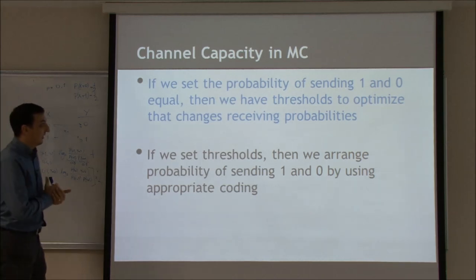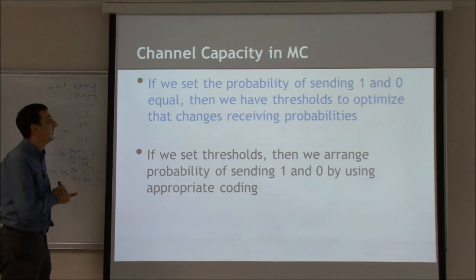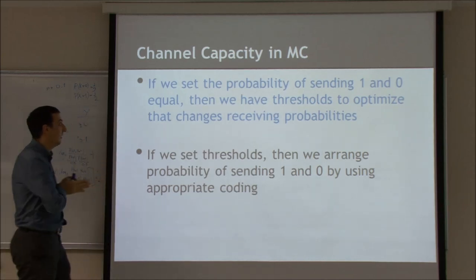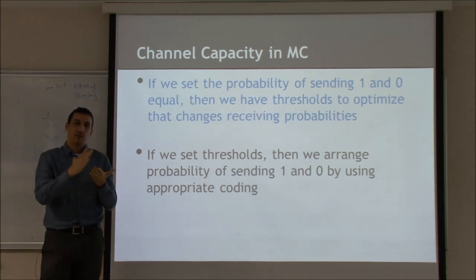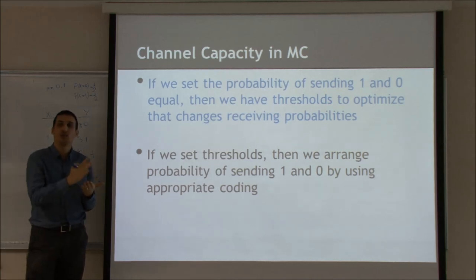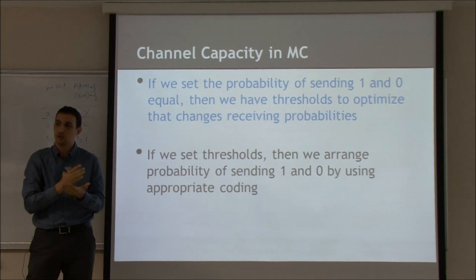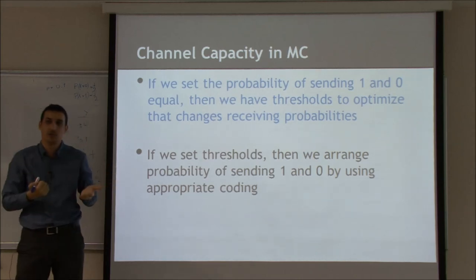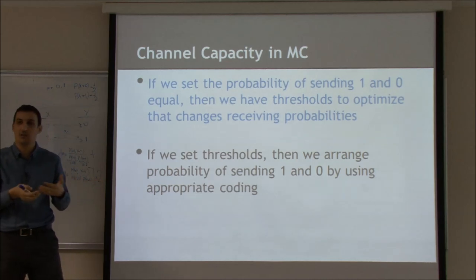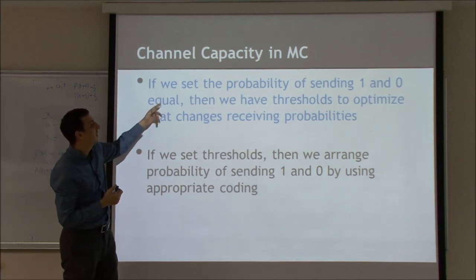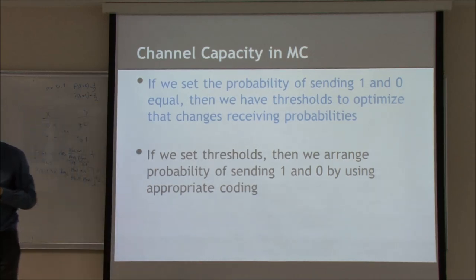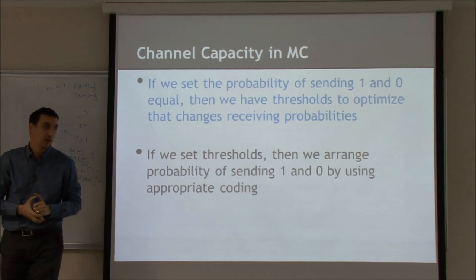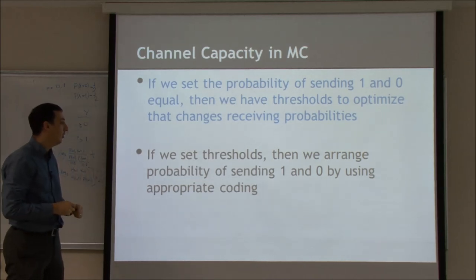So, in our case, in molecular communication, if we set the probability of sending 1 and 0 equal, then we can change the threshold value. Also, we have another value to play with. If we change the threshold value, then the probability of correct reception and wrong reception changes. So the channel capacity changes. We follow this approach. We set the probability of sending 1 and 0 equal, and we want to find the optimal threshold. Okay?